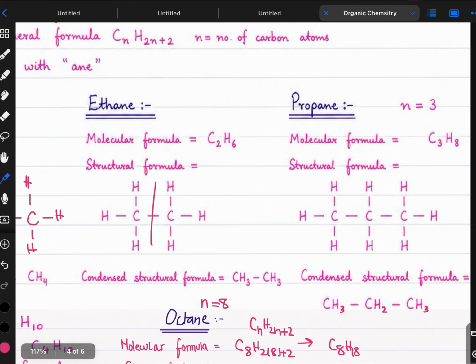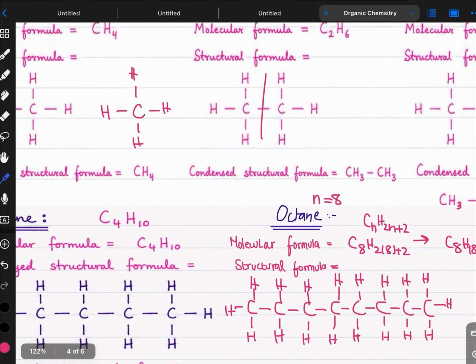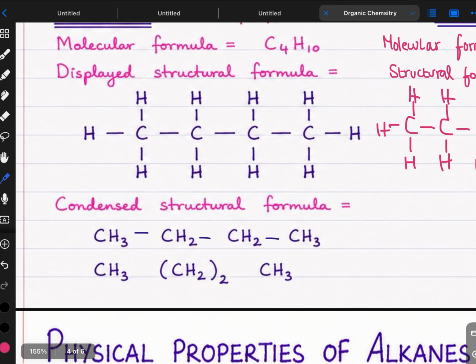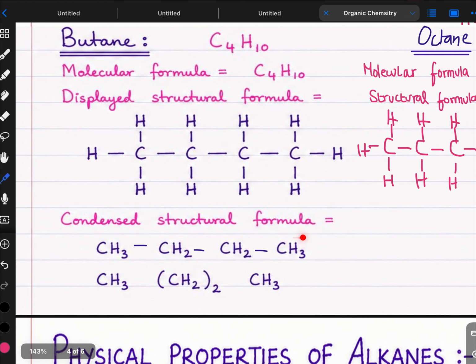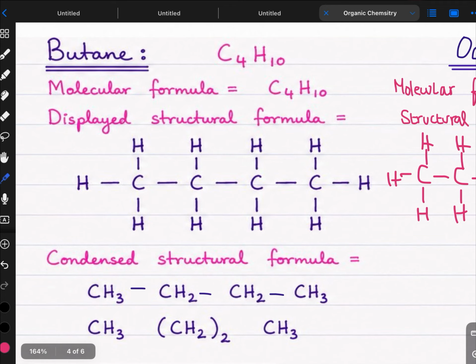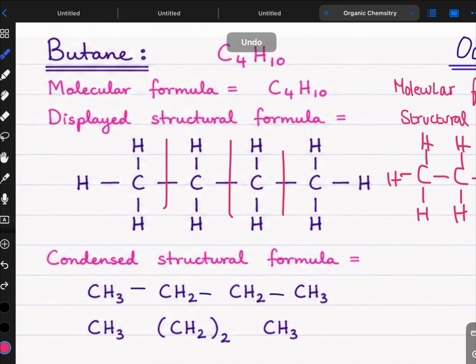Same thing we're going to do with propane. And, okay, let's show another example of butane. So here we have the structural formula of butane. Let's separate all of the carbons. All right. We have 4 carbons to be separated.